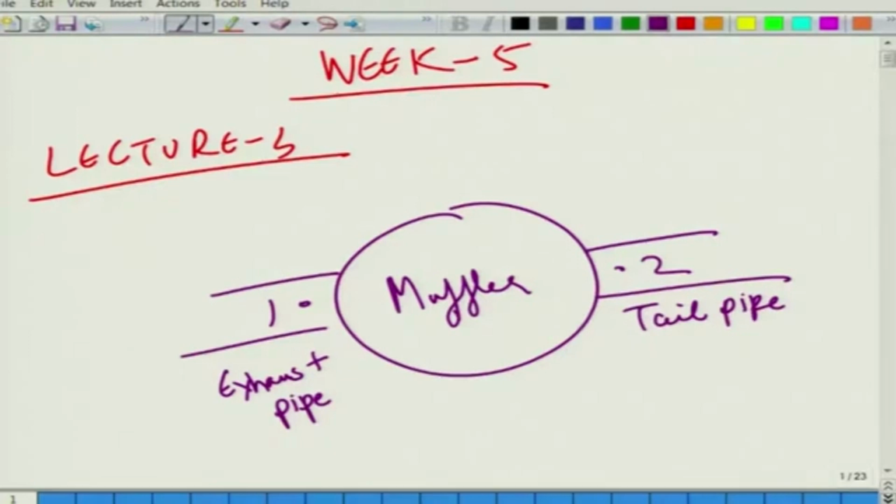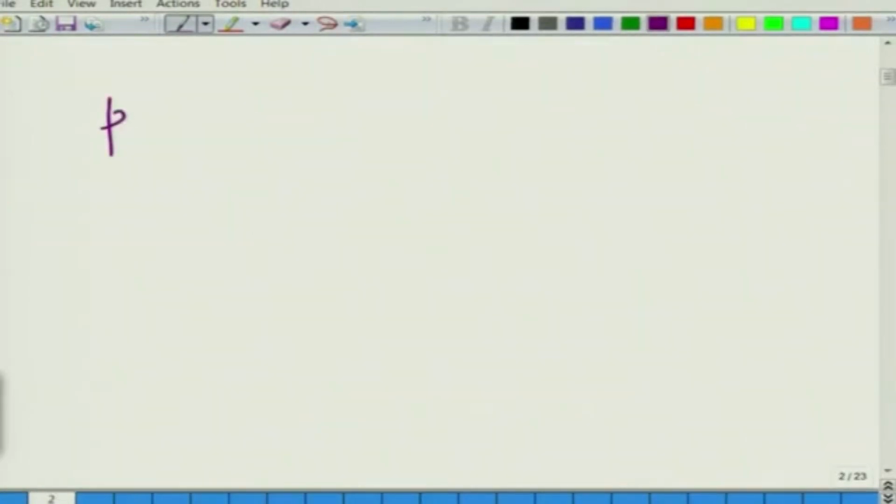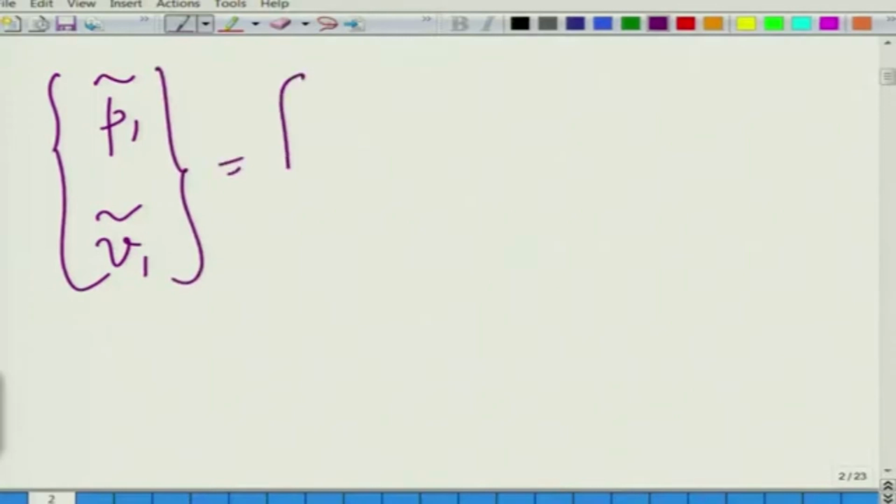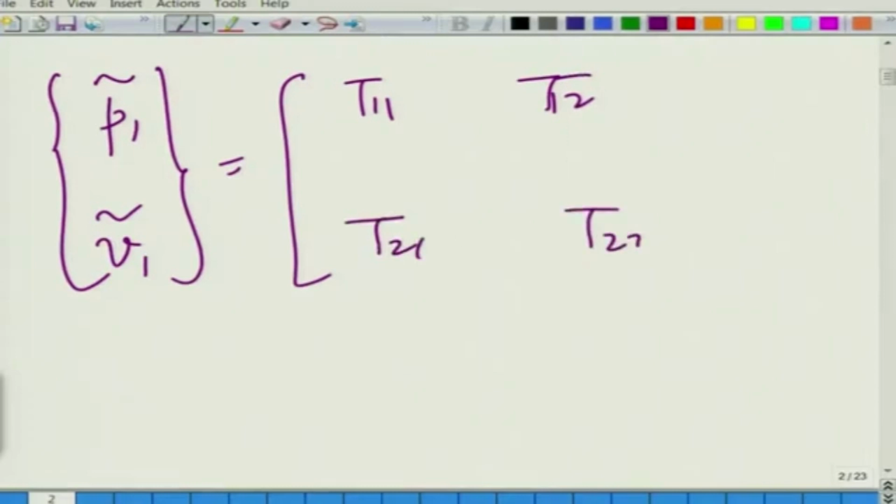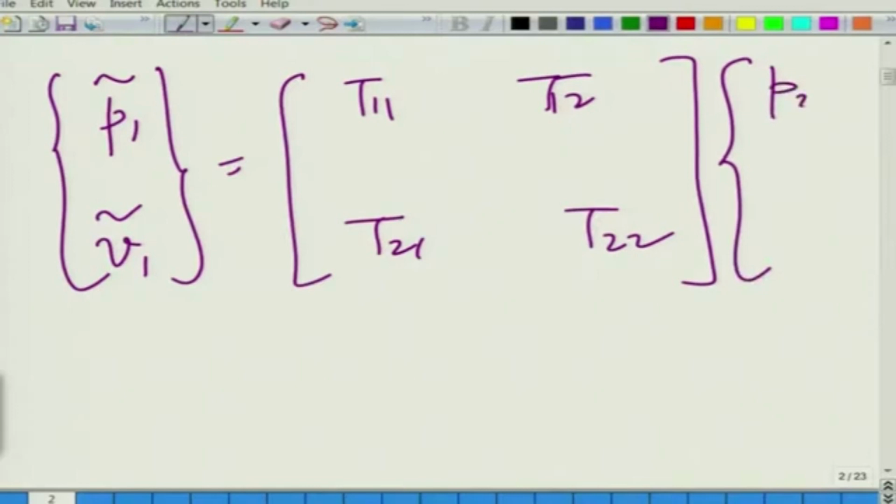To this end, what we will do is put P1 tilde, V1 tilde is equal to the matrix T11, T12, T21 and T22, times P2 and V2. This is what we are going to get.